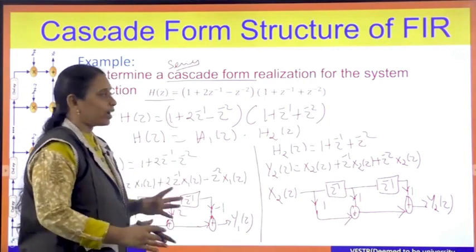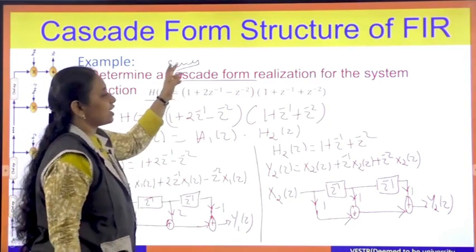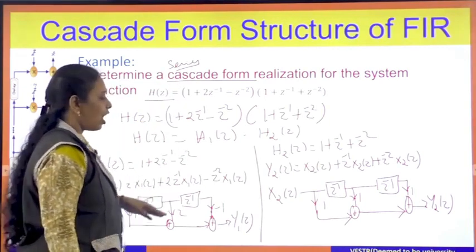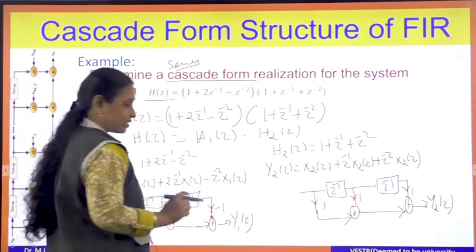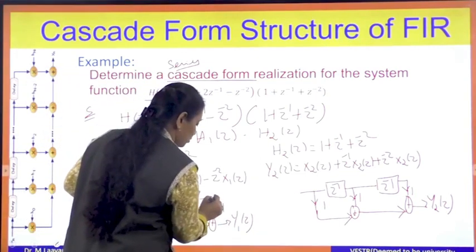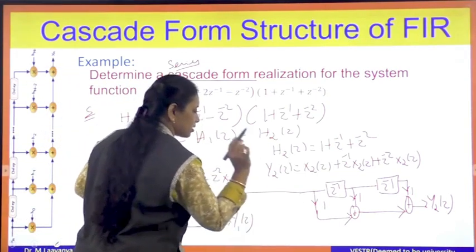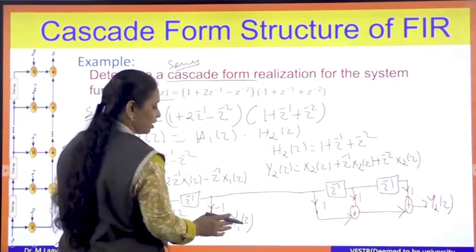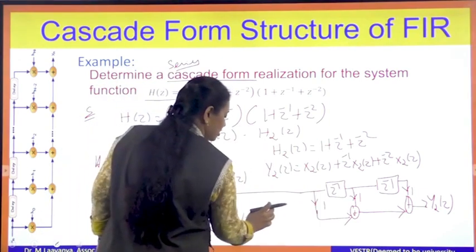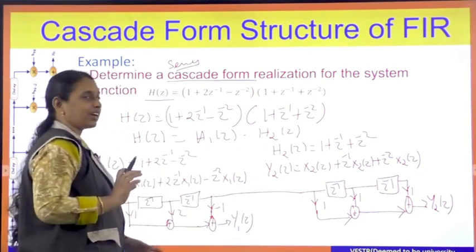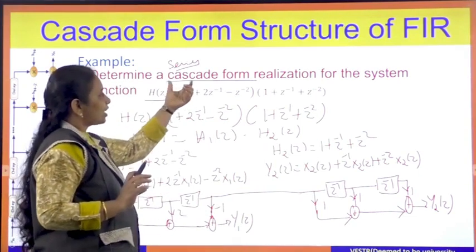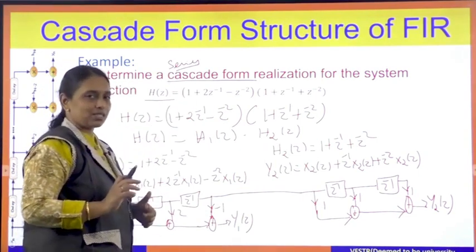Now you have to join this, that is the meaning of cascade, otherwise series realization. How to join it? Just join these two, that's it. That is your realization. No need to take much care, keep them close enough. That is your final structure of your cascade form for the given transfer function.